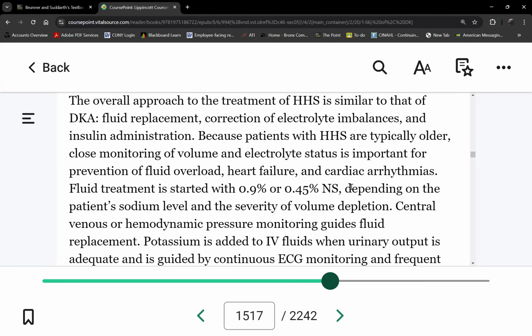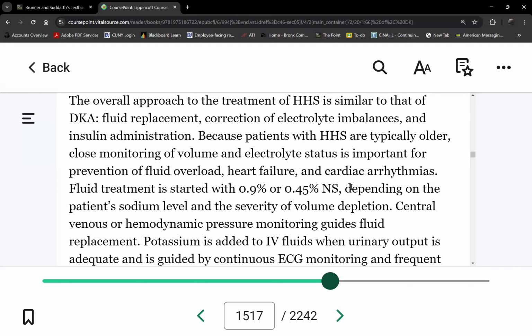Management, it's really the same as DKA. Because are they hyperglycemic too? Yes. Higher or the same as DKA? Higher. So how much more insulin will they require? More insulin. So who's more dehydrated again? HHS. So who will get more fluids? HHS.